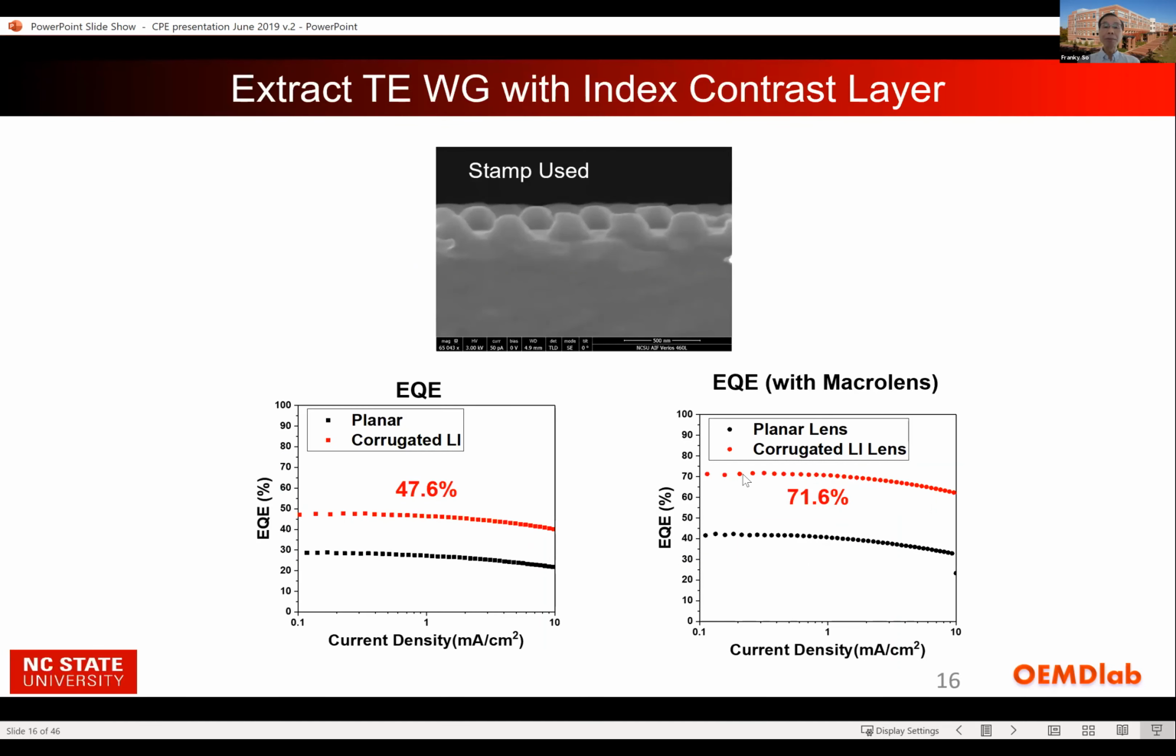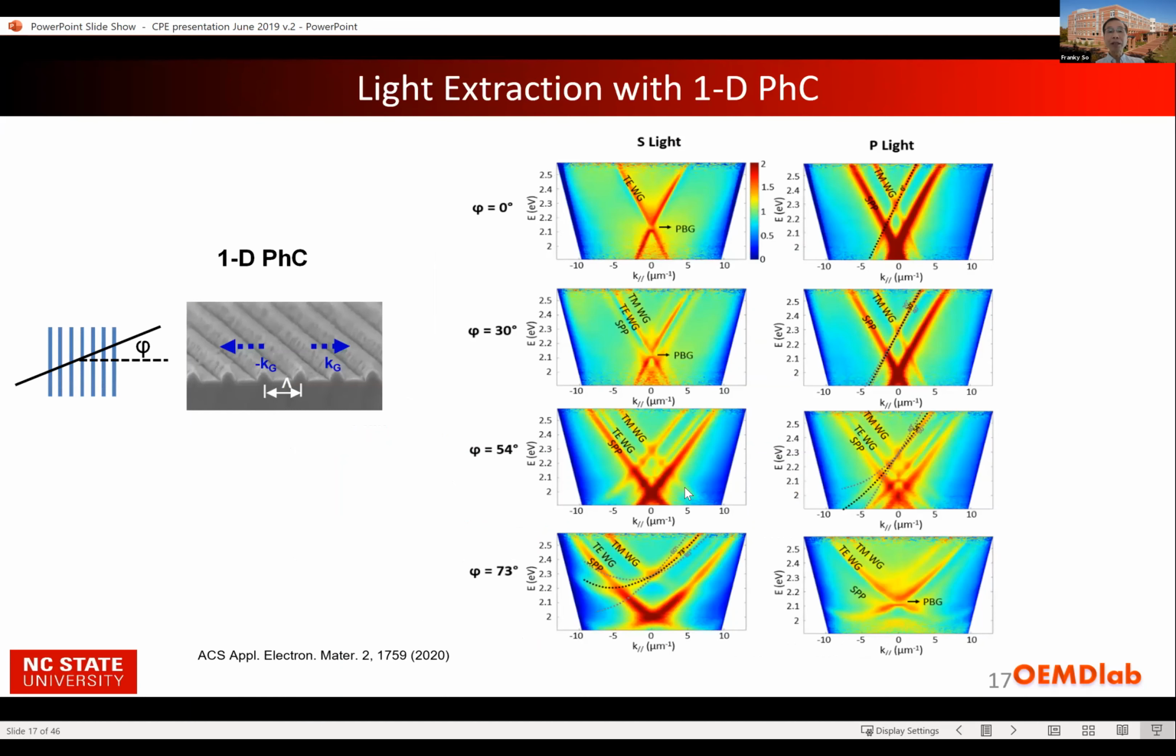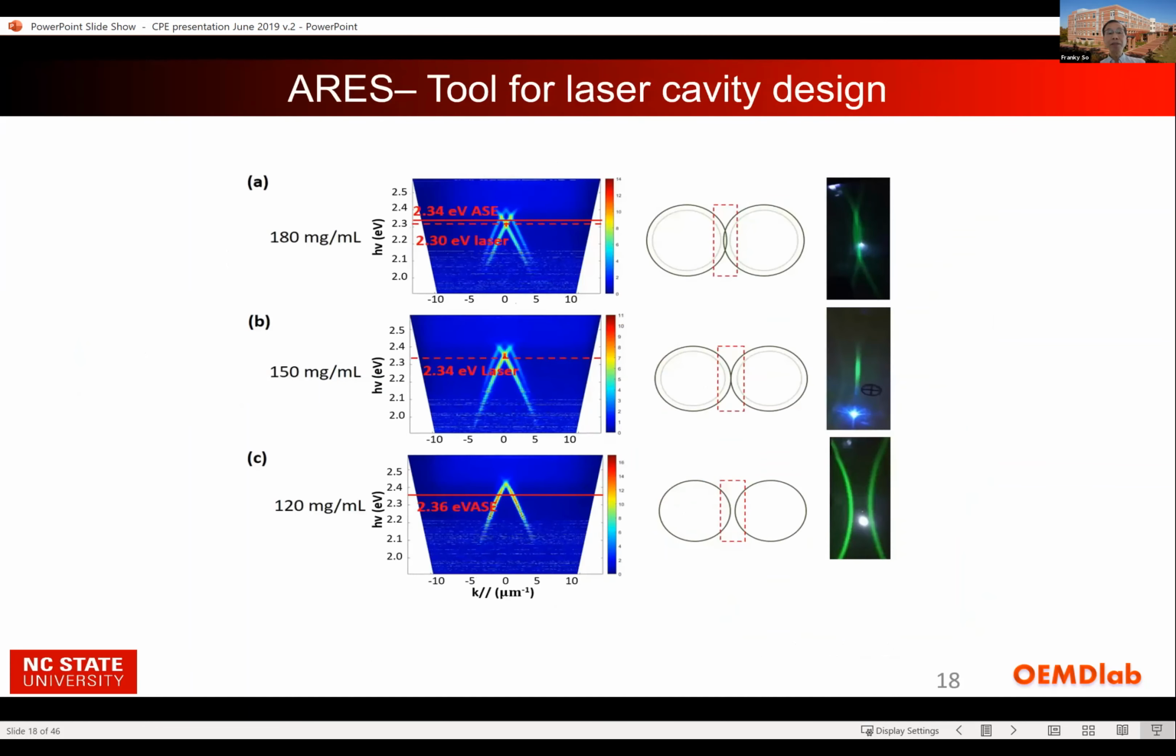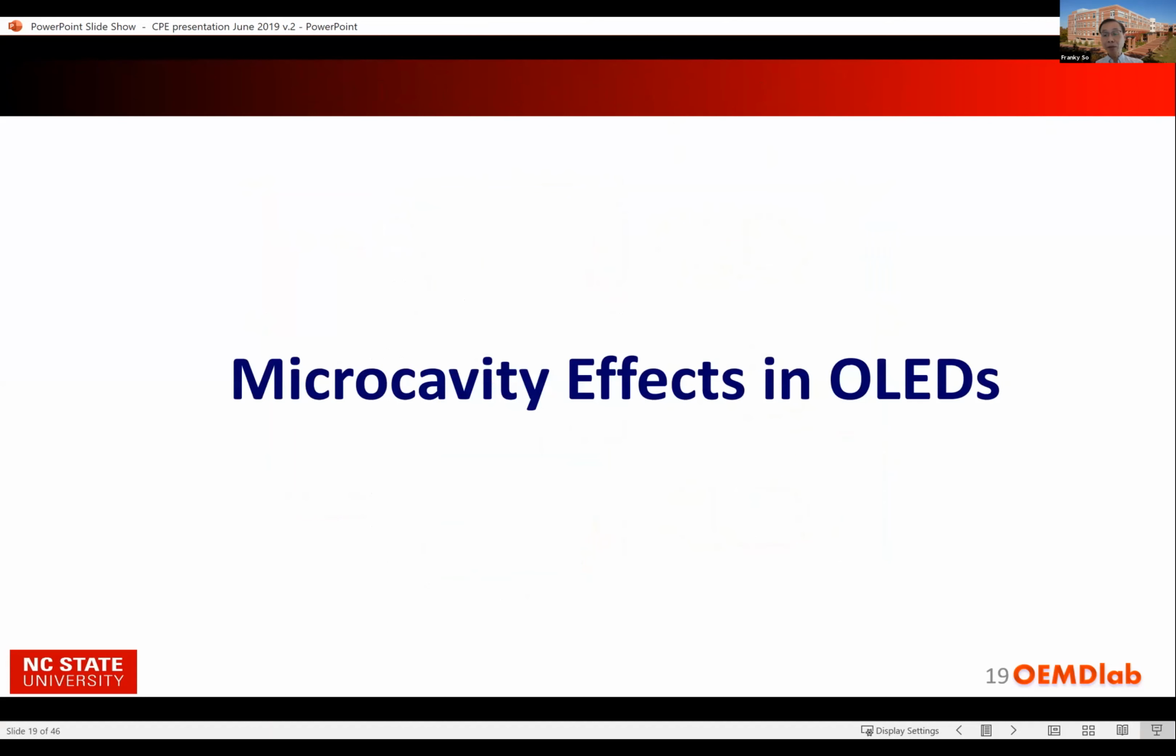As a result, after all the optimization, we're able to get a device with an extraction efficiency of 72% by optimizing the structure. This is also more recent work that we've done on a 1D grating, and you can see, analyzing the photonic band structure, we can see different modes, and we do see a photonic band presence in the device. I'm not going to give detail of that, but this is something we started working on for perovskite laser. We use this tool to help us design the laser cavity.